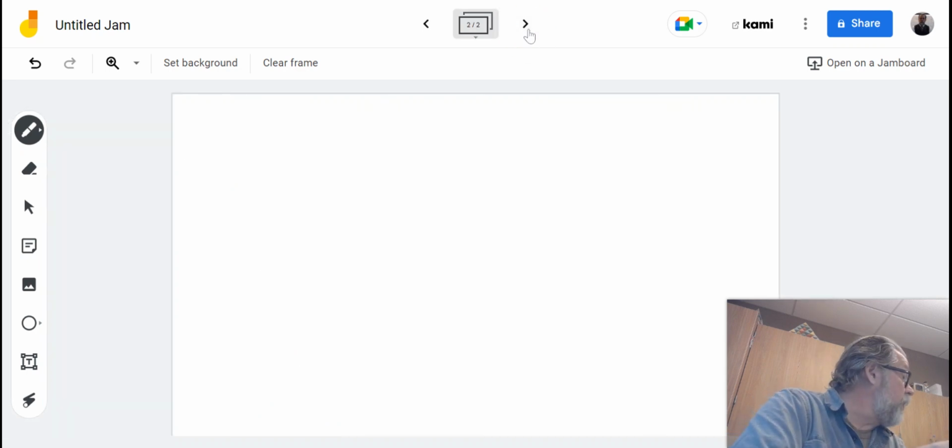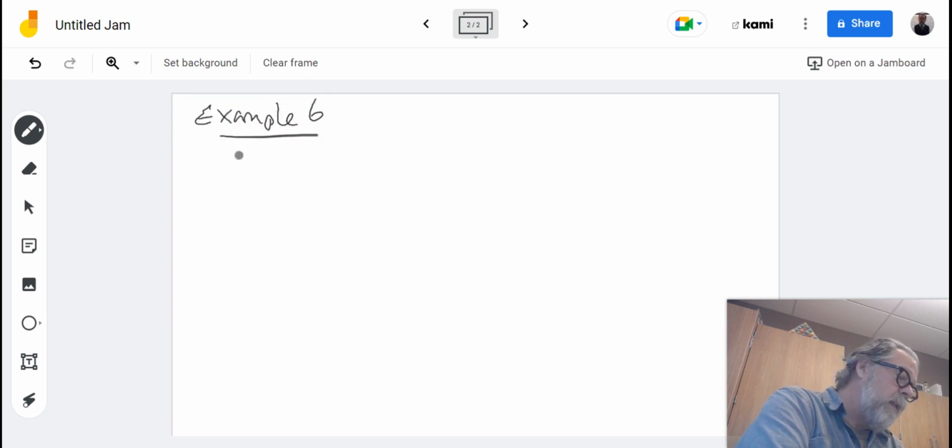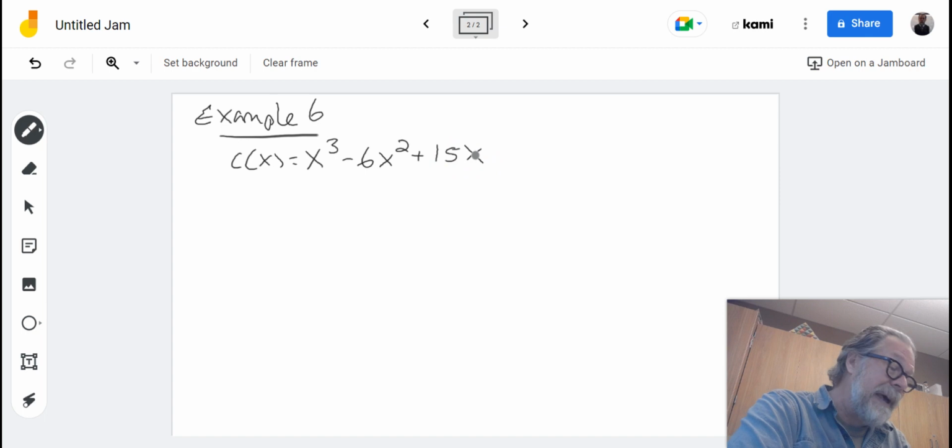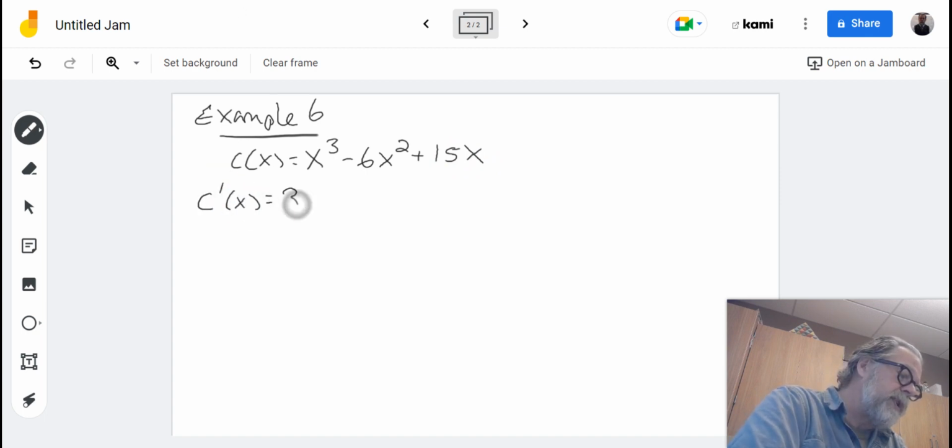So let's do a quick example. We'll look at a cost. This is example 6 in the textbook. We'll take the cost function being x cubed minus 6x squared plus 15x. Again, x is in thousands of units. The marginal cost is 3x squared minus 12x plus 15.